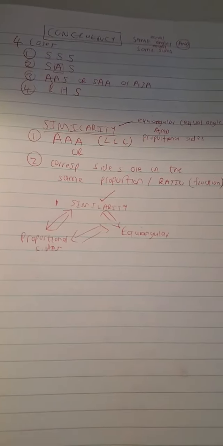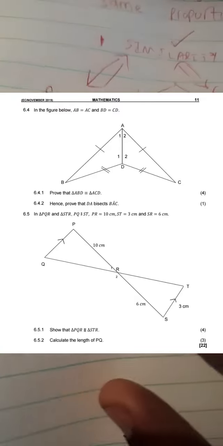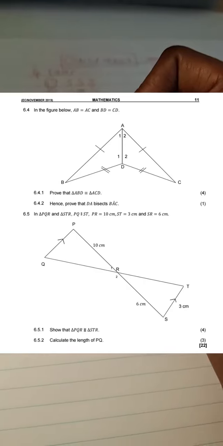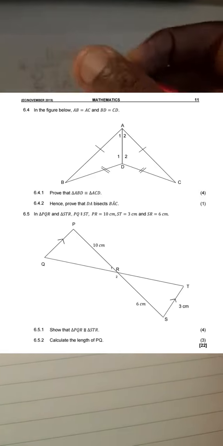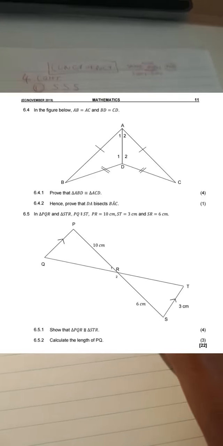So let's go back to the question that we were asked. 6.4.1 says prove what? Prove that triangle APD is congruent to triangle what? Yeah, so hopefully you can see, guys.